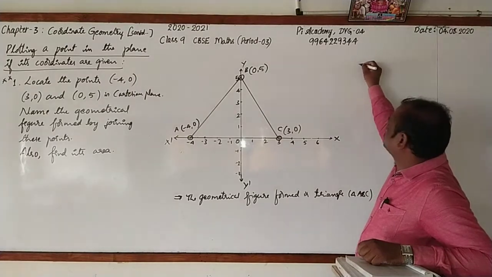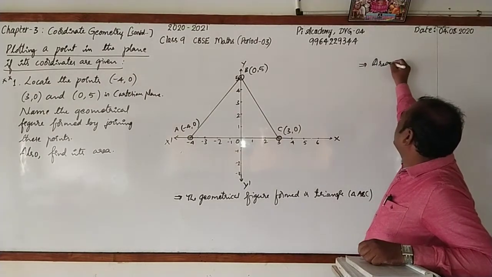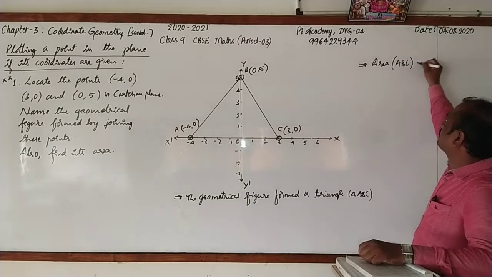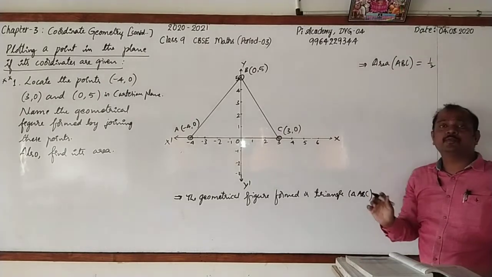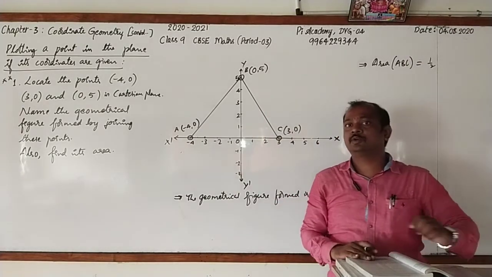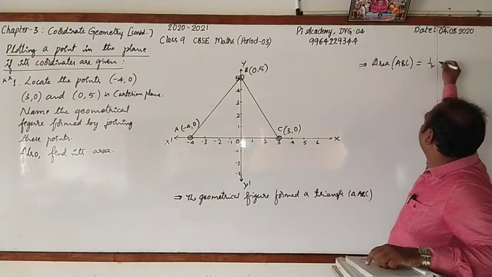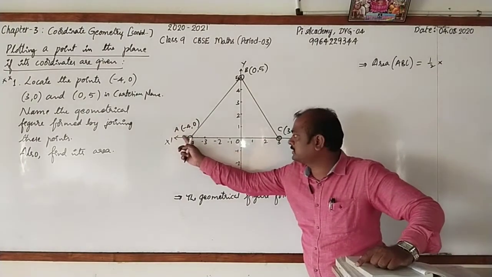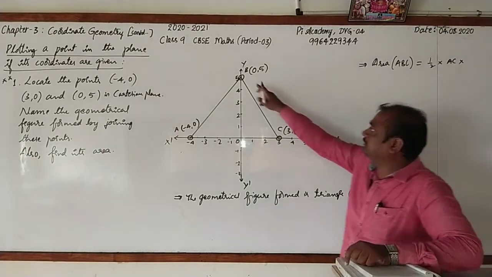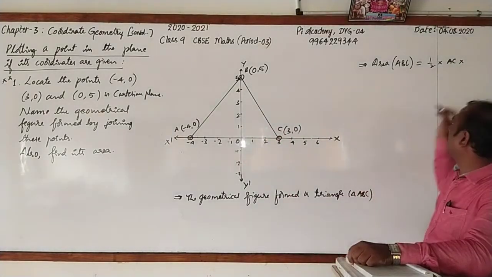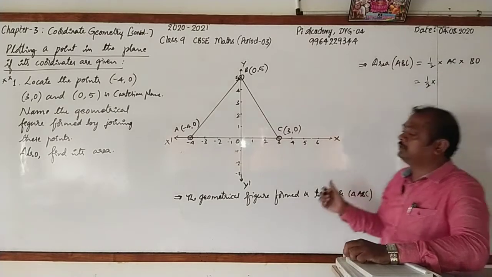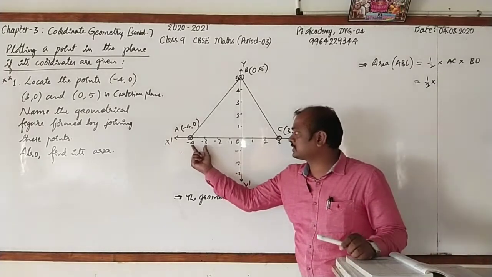Here I'll write area of triangle ABC. This is equal to, what is the general formula to find out the area of a triangle? It is half into base into height. So half into, which is the base? Base is A to C. And height, it is B to O. It is equal to half into, and tell the base how much it is.